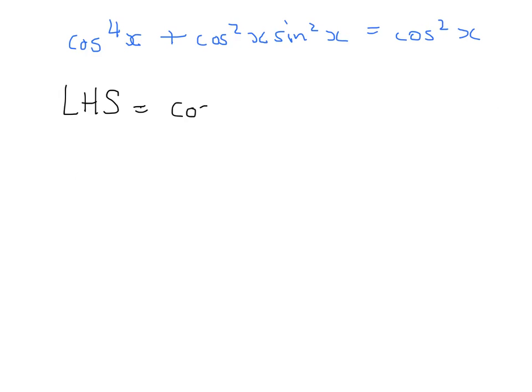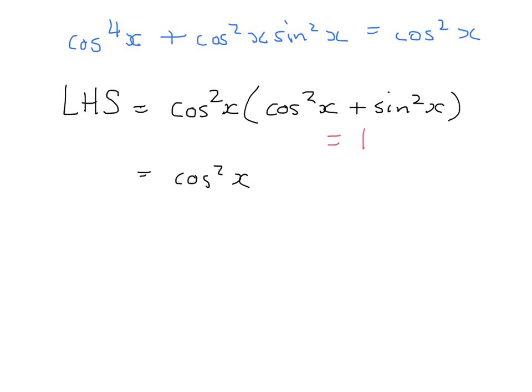We can factor out our cos squared x, and we're left with cos squared x and the sine squared x. And suddenly that factorization makes it look a whole lot nicer, because we know that cos squared x plus sine squared x, or sine squared x plus cos squared x, is just equal to 1. That's our basic Pythagorean identity. So we are just left with our cos squared x, which is a whole lot easier than we thought this one was going to be. This is just our right hand side, and we're done.